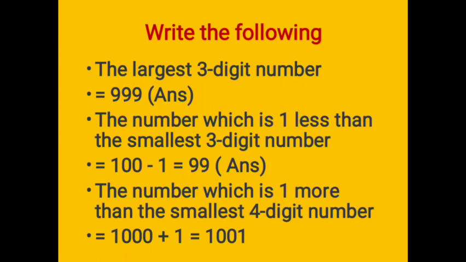That's your answer. And the number which is 1 more than the smallest 4-digit number. Smallest 4-digit, again it will start with 1 followed by 3 zeros. So total it becomes a 4-digit number, 1000. Plus 1, because it is written 1 more. So plus 1, so it becomes 1001. That's your answer.